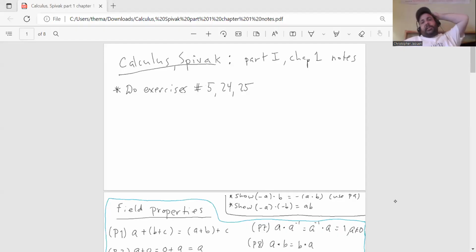Okay, so first thing is, this is part 1, chapter 1, the very first part of the book, and he recommends that you do, in the text itself, problem 5, problem 24, and problem 25 to elucidate some of the things that he's talking about in the chapter proper. So I'll definitely be doing these 3 problems when we get to the video on the problems for chapter 1.